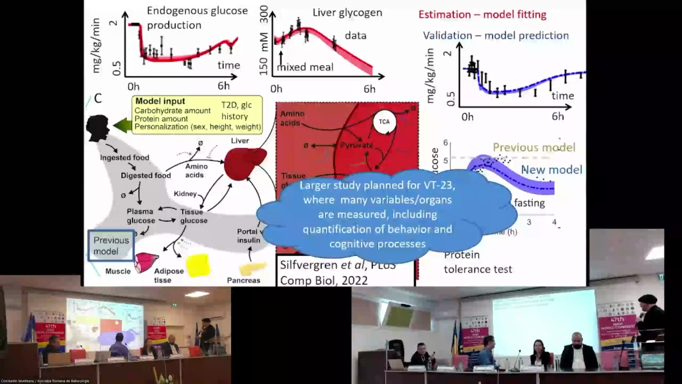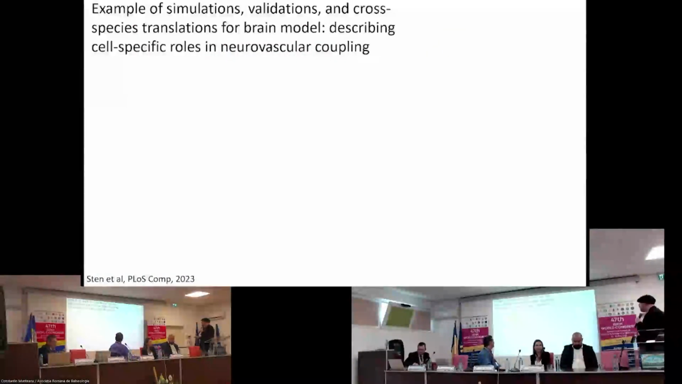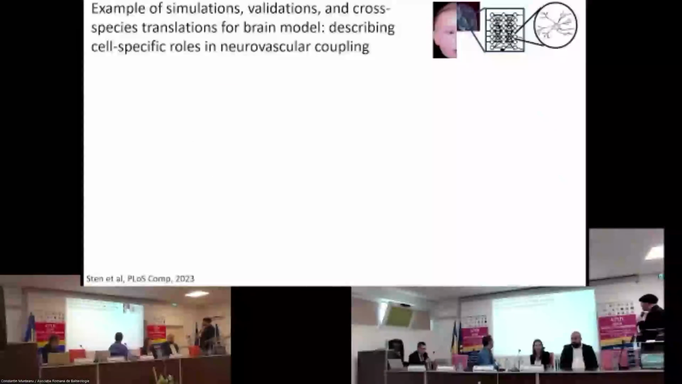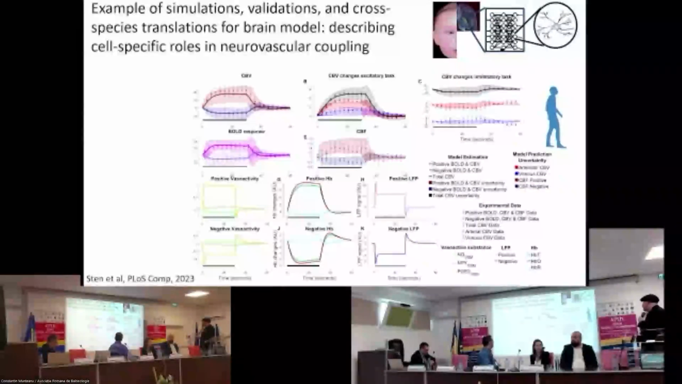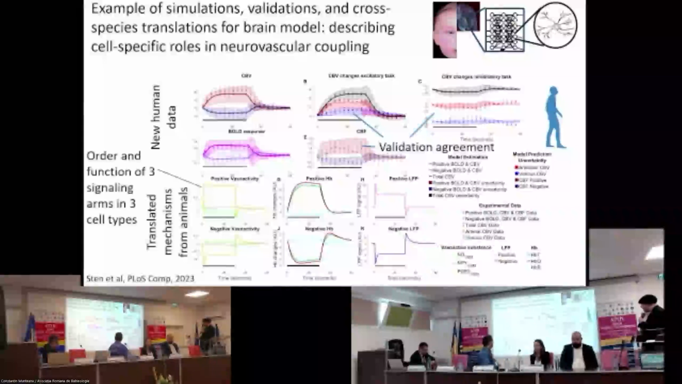And as part of Stratify, we'll do a large study where we measure many of these types of processes in parallel, including also cognitive processes. So we also do the brain. I won't go into that much now, but we look at various aspects of the brain, as I showed you in the beginning. So we have validated these models, and they have translation from animals.